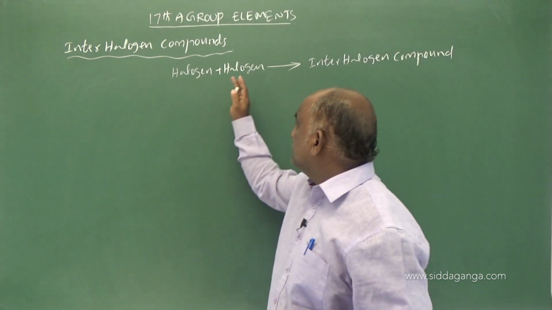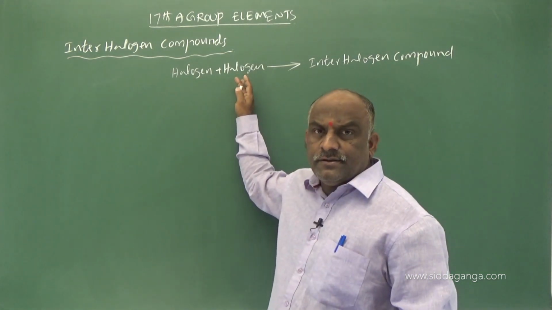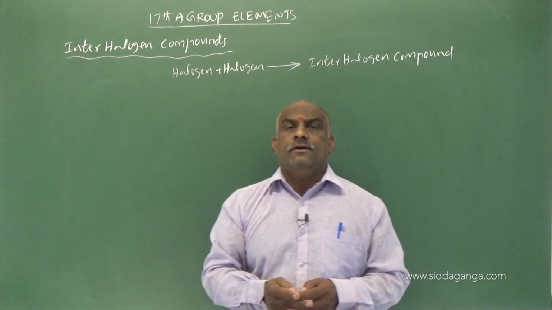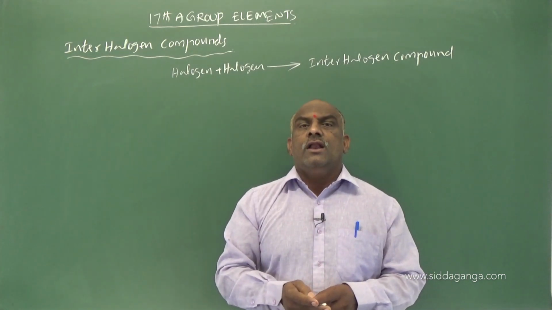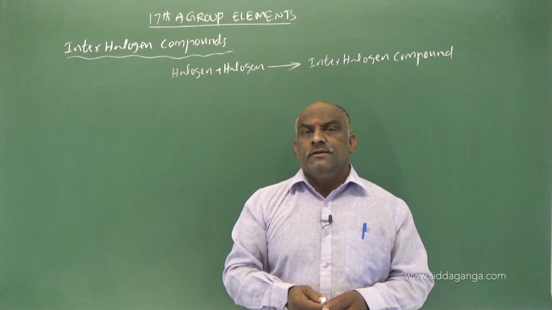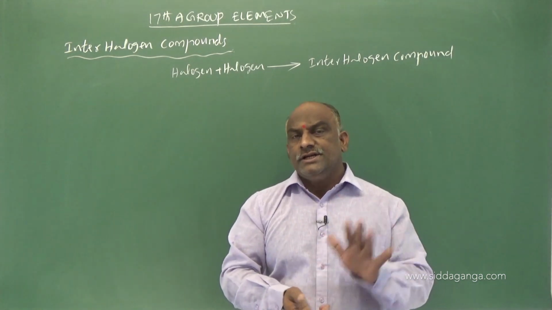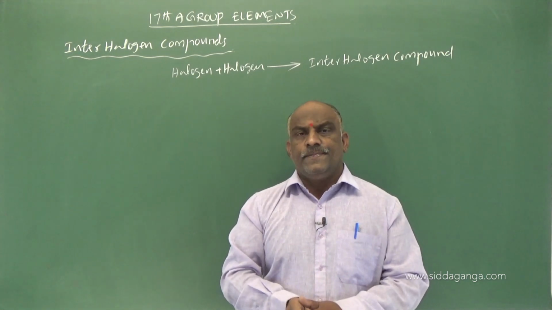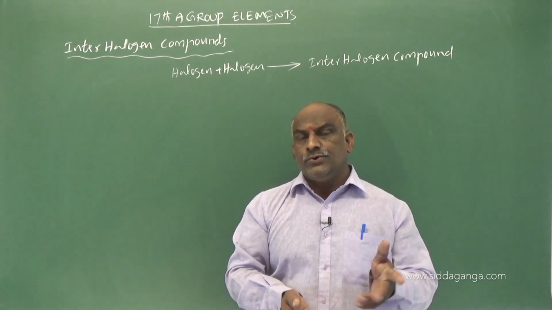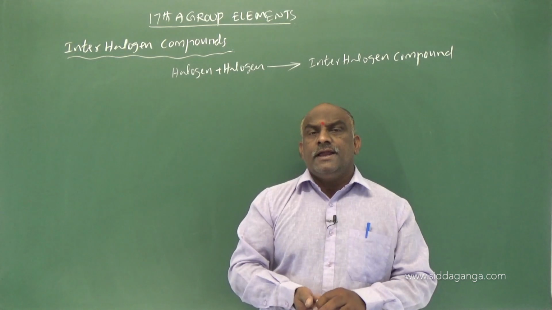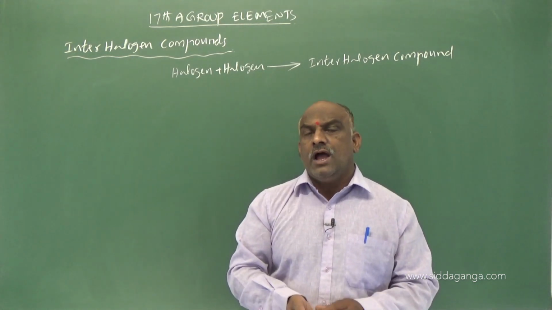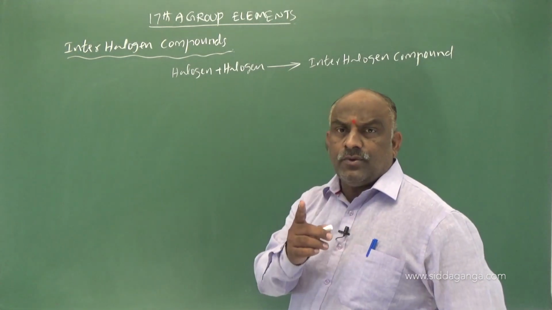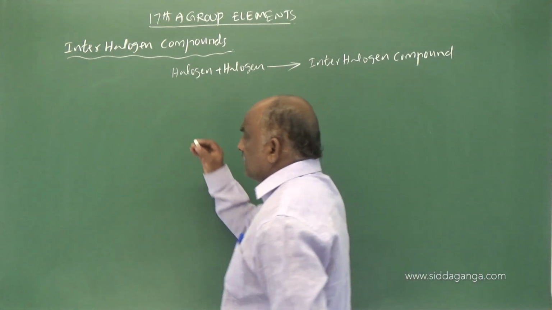Halogen plus halogen. Two halogens are directly combined. Combination of two halogen atoms under specific conditions. Conditions means it is a temperature factor. Clear? And proportions. Directly the combination of two halogens. And here you should remember one important point regarding this.